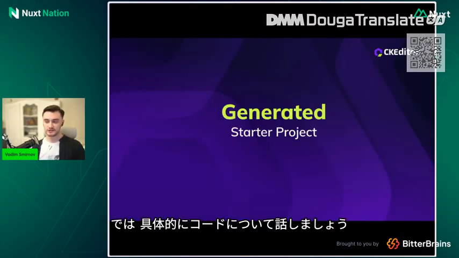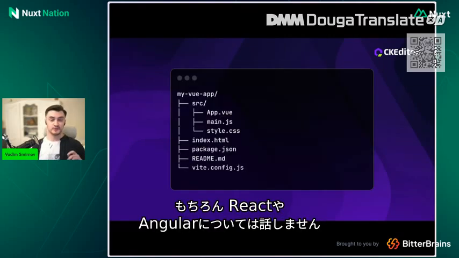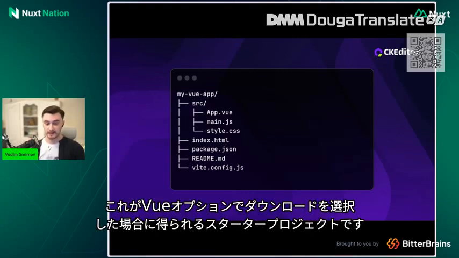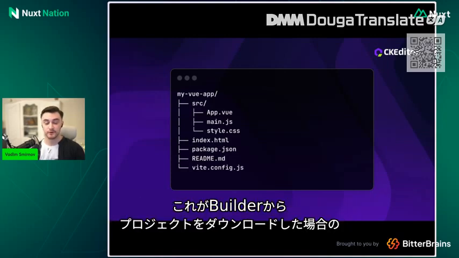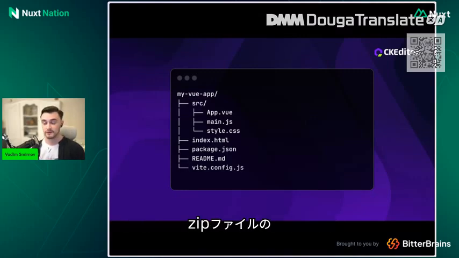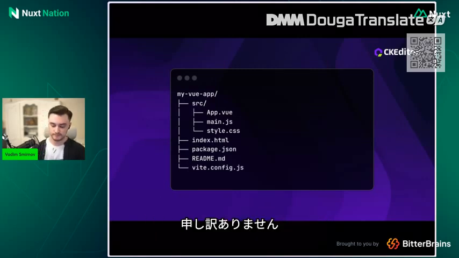So let's now talk about the code specifically just to see what Builder actually gives to you. Obviously, we will not talk about React or Angular because it doesn't make sense for our event. So this is the starter project that you get if you pick the Vue option with downloaded options. This is the exact file structure of the archive, of the zip file if you download the project from the Builder.